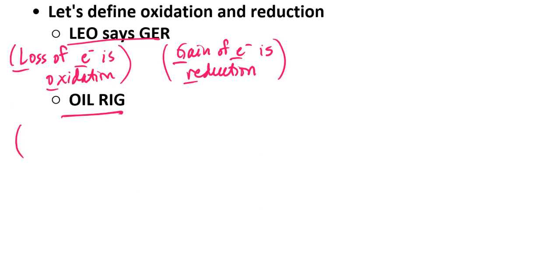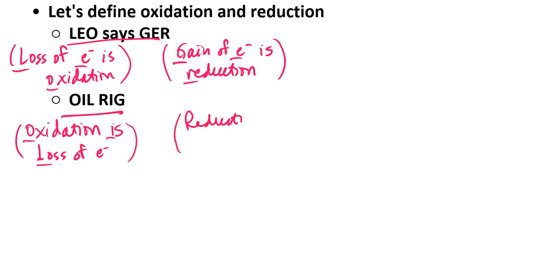Now, sometimes we could also even use this other phrase, oil rig, to sort of remind us as well. All this represents is oxidation is loss of electrons, so O-I-L, oil. And rig represents reduction is gain of electrons, so R-I-G. Right, so it's just a quick way to remind us, okay, if I'm gaining electrons, then that's reduction. If I'm losing electrons, then that's oxidation.